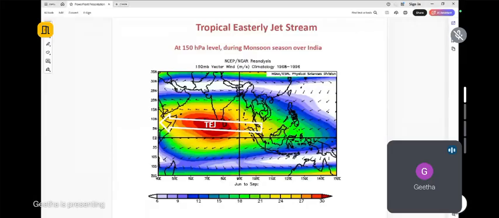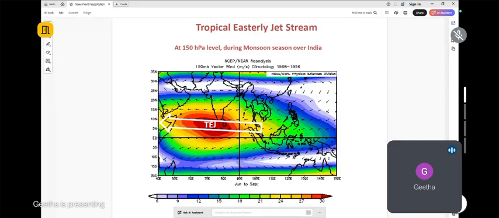You can see here at 150 HPA level wind speeds. See here, wind speeds are increasing. Light shades of yellow, darker shade, then orange, red, brown, like that it goes. So wind speeds are increasing here. Then beyond that, here you see red, orange, then lighter shades, and then yellow, so different shades. So here wind speeds are decreasing.